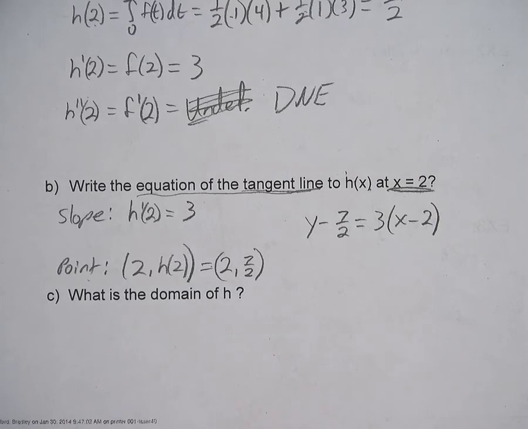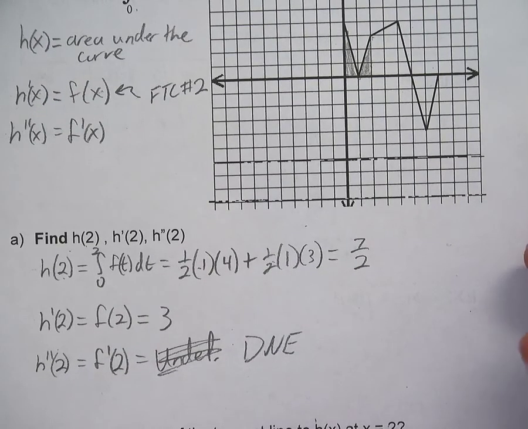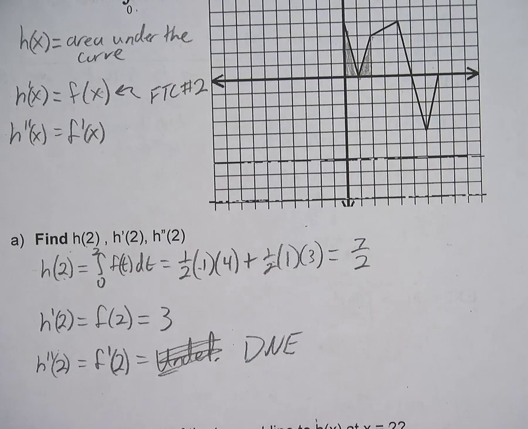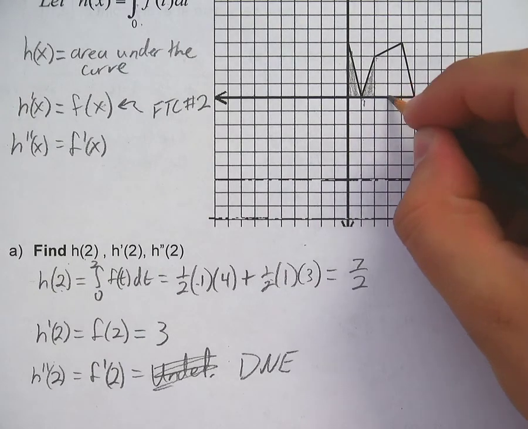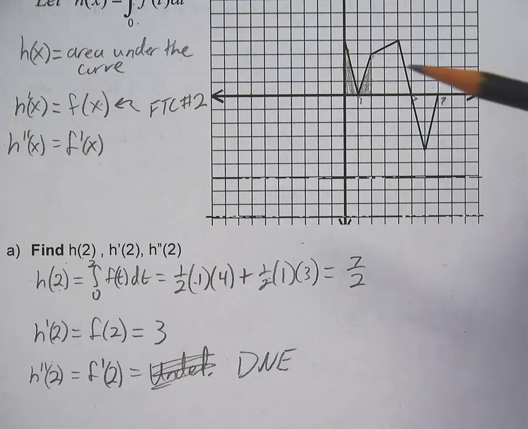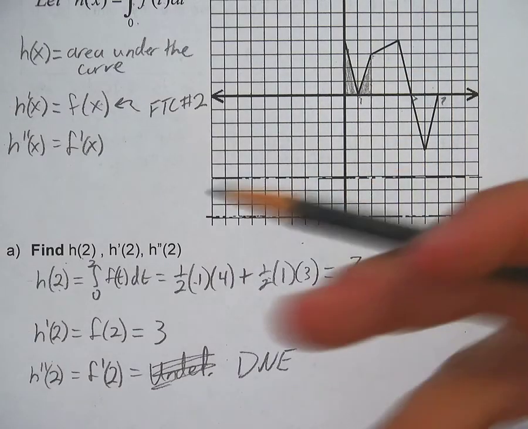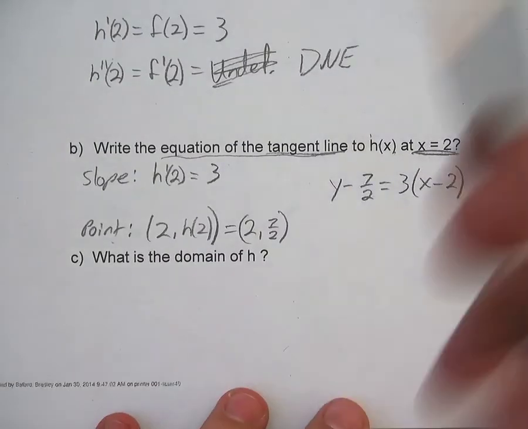And then C says, what is the domain of H? The domain of H. Now, H is the area under my curve, right? What's the area under my curve? See, what I'm going to have to do is go back and look at my graph up here. And I know I'm going somewhere between 0 and 7, right? If you count this out, this is 1, 2, 3, 4, 5, 6, 7. The question is, do I have some form of area between those numbers? Well, yeah. My domain is 0 to 7.